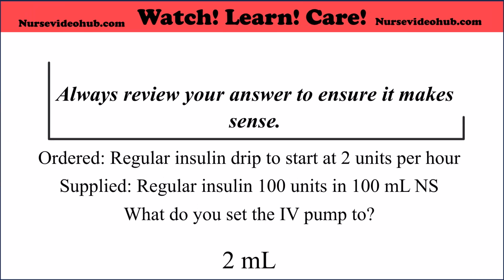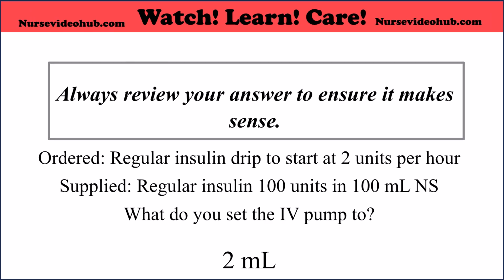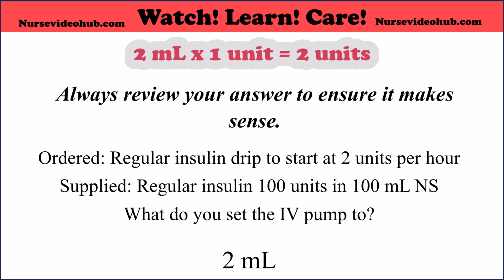Always review your answer to make sure it makes sense. The reverse method is to multiply 2 milliliters, the amount to be administered, by 1 unit, the concentration available, based on 100 units divided by 100 milliliters, which equals 1 unit per 1 milliliter, which equals 2 units, the prescribed dose.